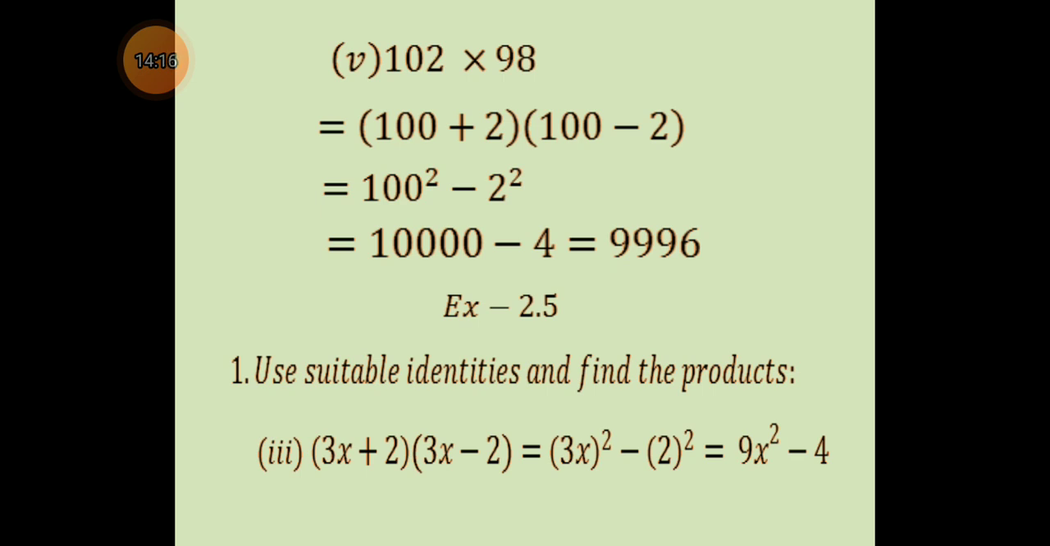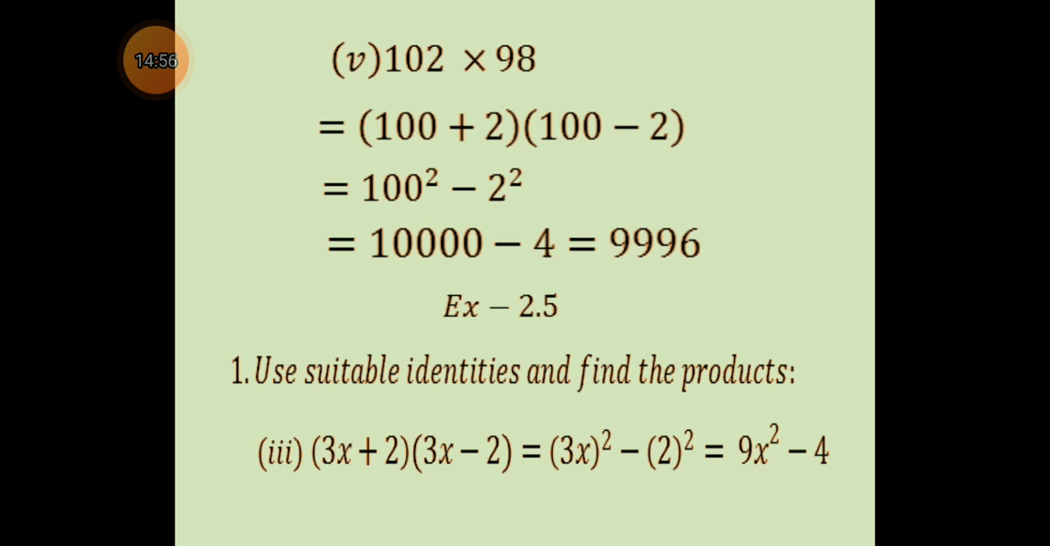(100 + 2)(100 − 2) is in the form of (a + b)(a − b) = a² − b². So this becomes first term square minus second term square. That is 100² − 2². Whenever we do the square, first we see the number beside the zeros. 1² is 1, and in the square, instead of 2 zeros we write 4 zeros. So 100² is 10,000 and 2² is 4. So 10,000 − 4 is 9,996.